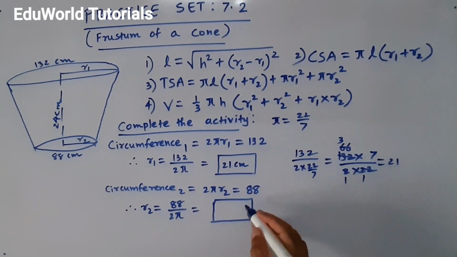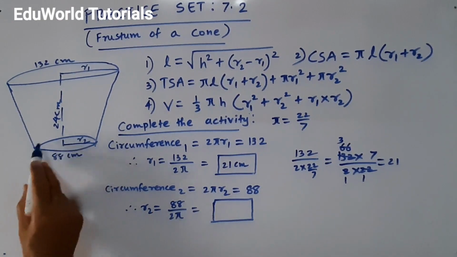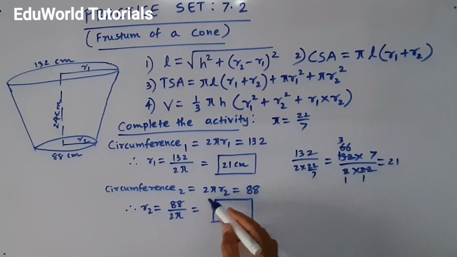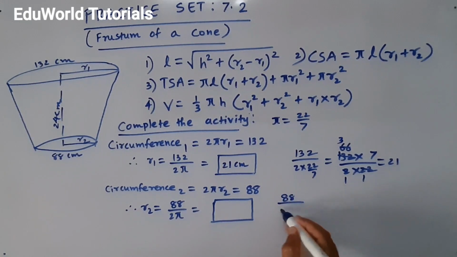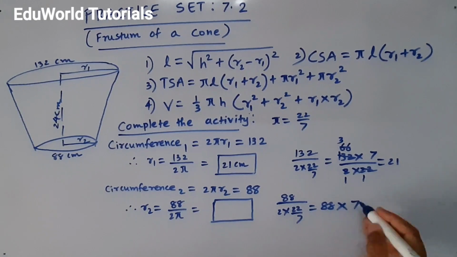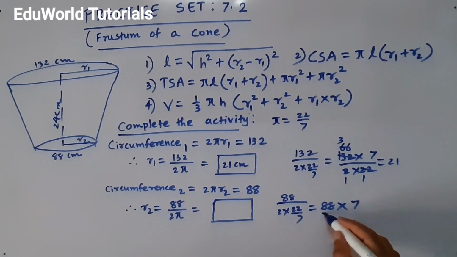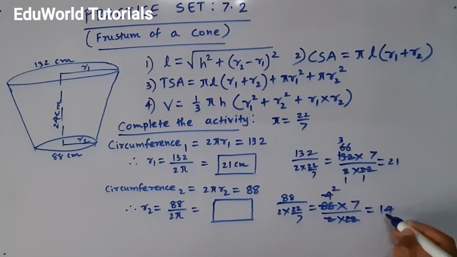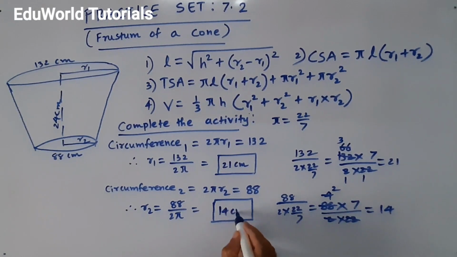Similarly, if you calculate here circumference 2, this circumference 2 is 88 centimeter. 2 pi r2 is 88. So how to get r2? 88 upon this 2 pi. So I am calculating 88 upon 2 into pi. Pi value is 22 by 7. Again 88 multiplied by this, divided becomes multiplied by. We have to multiply this 88 by the reciprocal of this number. So 7 upon 2 into 22. 22 4s are 88, 2 2s are 4. So 7 2s are 14 centimeter. So the second radius is 14 centimeter.